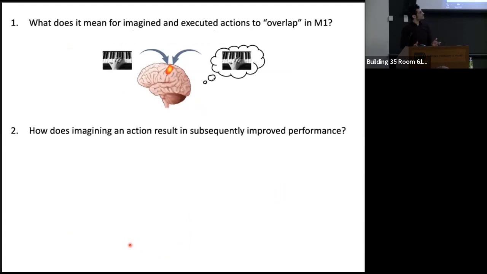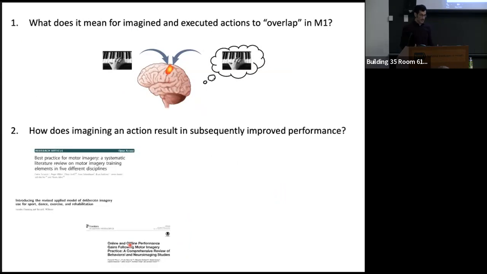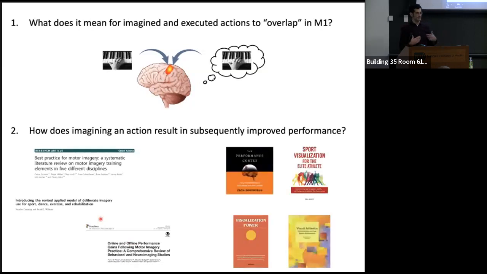And the second question is, how does imagining an action result in subsequently improved performance? So there's also lots of evidence that if you simply imagine doing something, like maybe playing a piano, when you subsequently play the piano, you'll do it a little bit better. And this concept has been adopted large scale. Lots of professional athletes even use this type of visualization as part of their training.